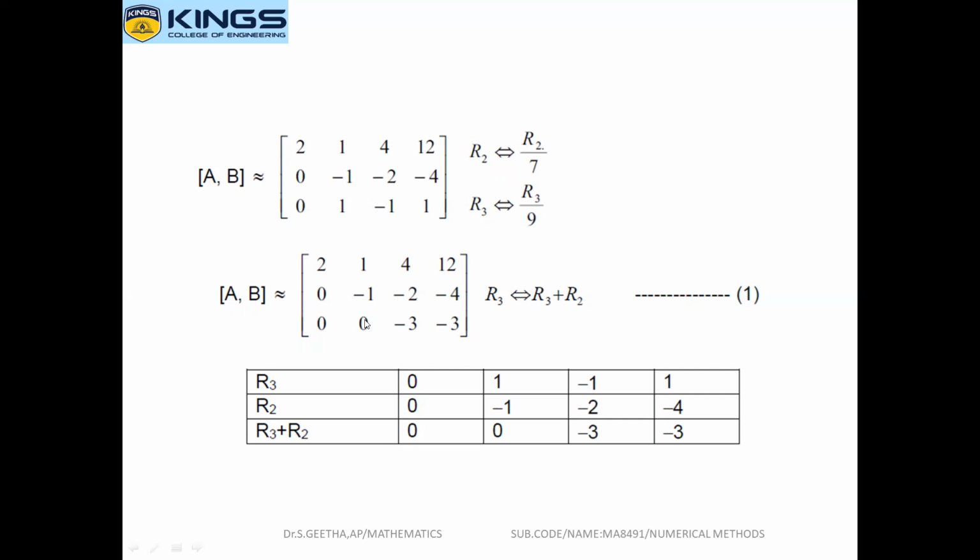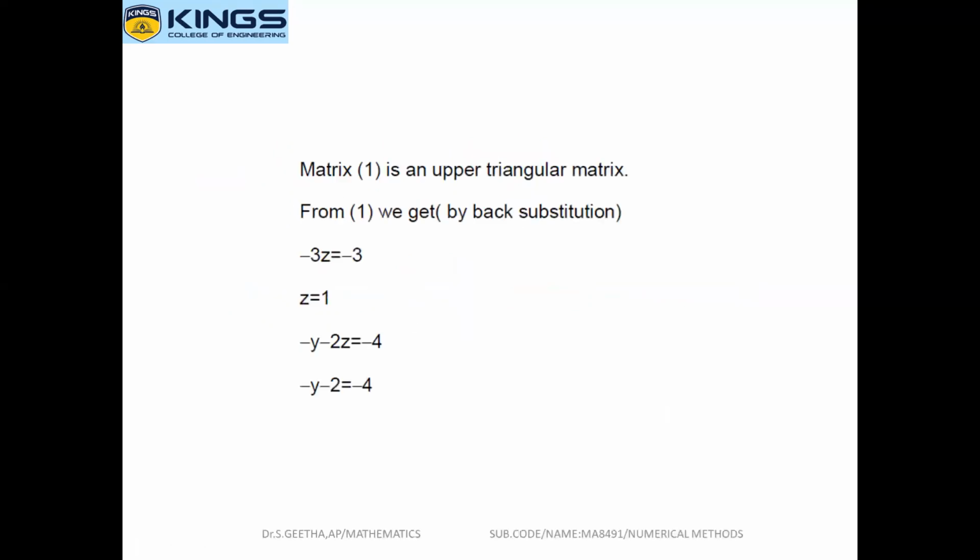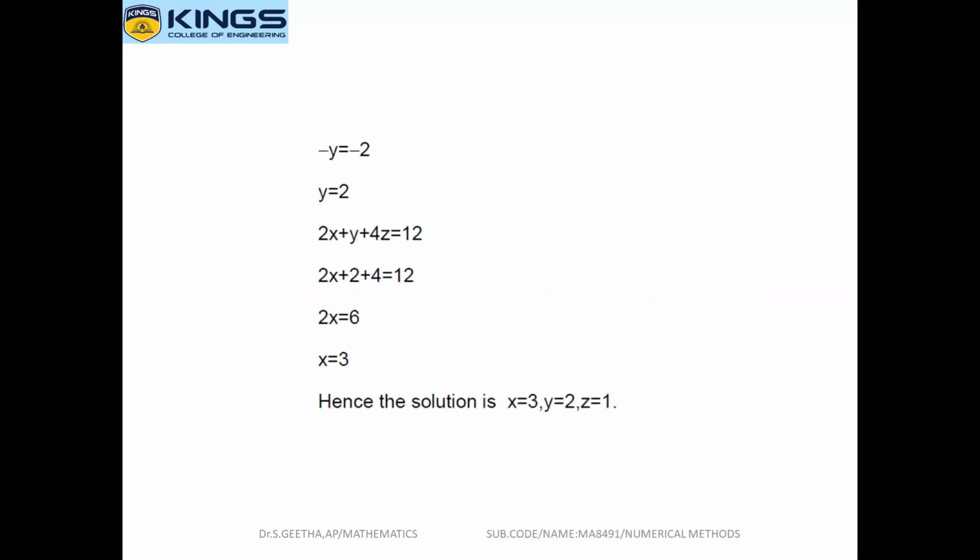This matrix is an upper triangular matrix. To obtain the solution, we use the back substitution method. Minus 3z is equal to minus 3. Therefore, z equal to 1. By using the value of z in minus y minus 2 is equal to minus 4, we have y equal to 2. By using the values of y and z in 2x plus y plus 4z is equal to 12, we have 2x plus 2 plus 4 equal to 12. 2x equal to 6. Therefore, x equal to 3. Hence, the solution is x equal to 3, y equal to 2, and z equal to 1.